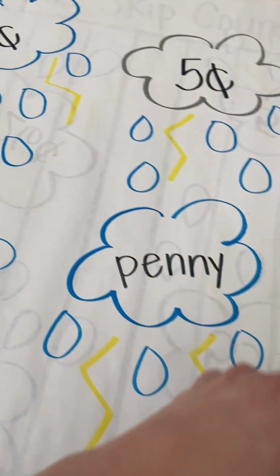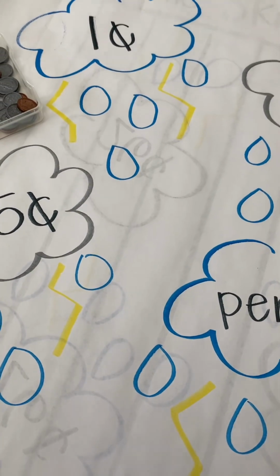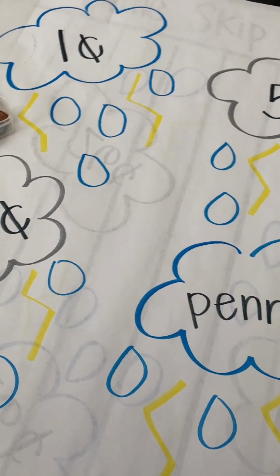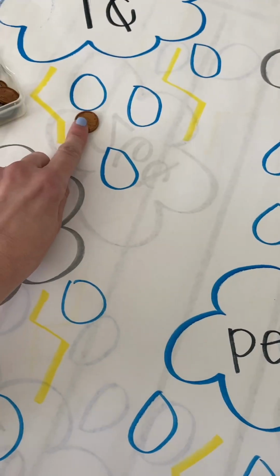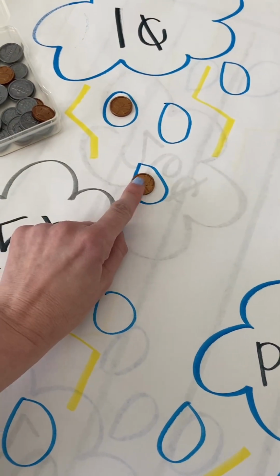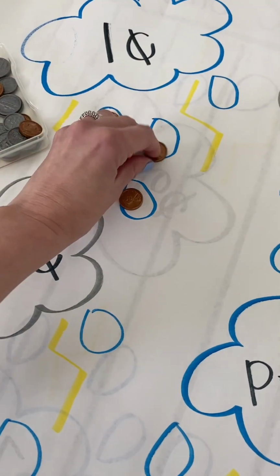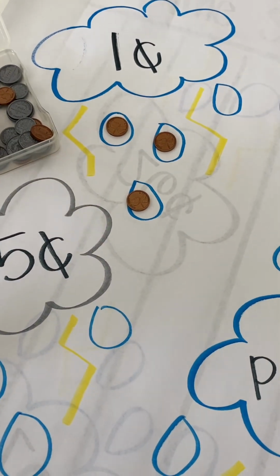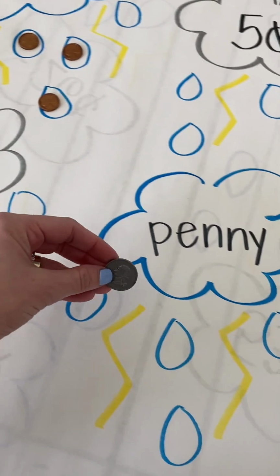Here is one for weather, or like March or April. This one, they're just putting the coin in the raindrop. And I also have a different version of this that I'm gonna show you too, if you want to work on collection of coins rather than the name and the value.